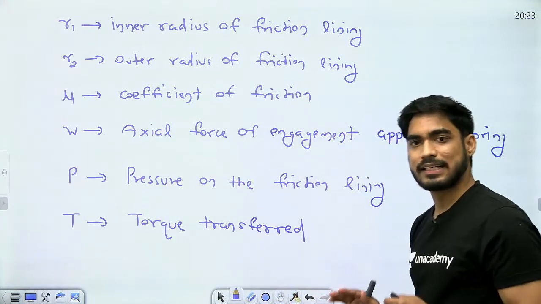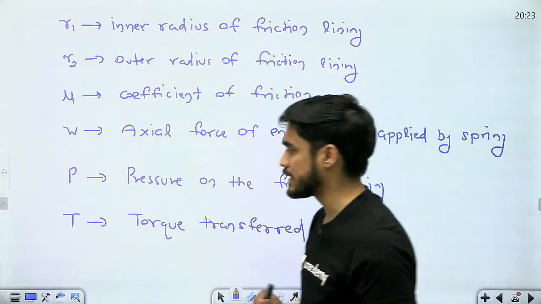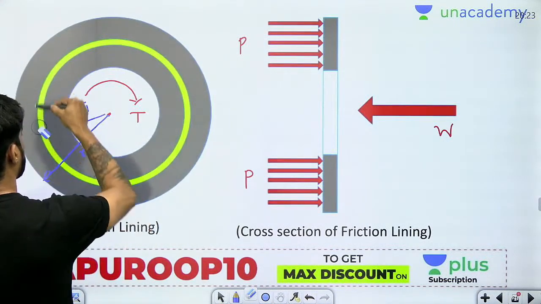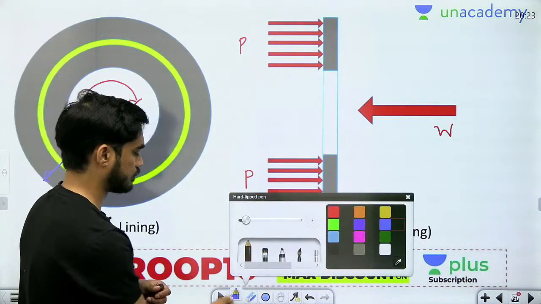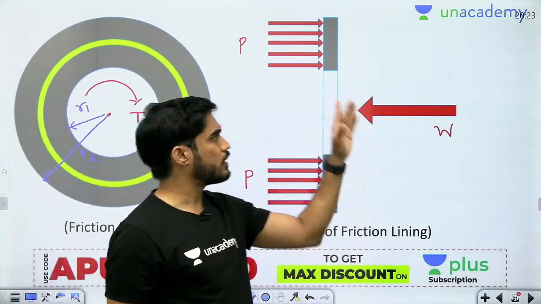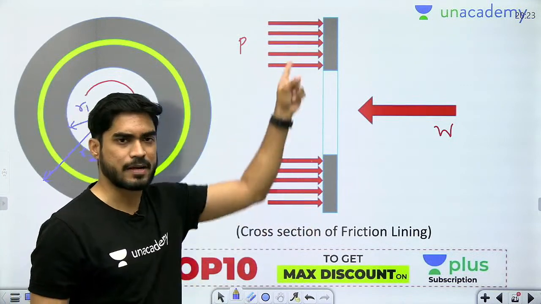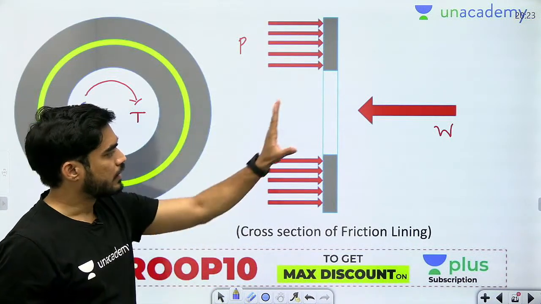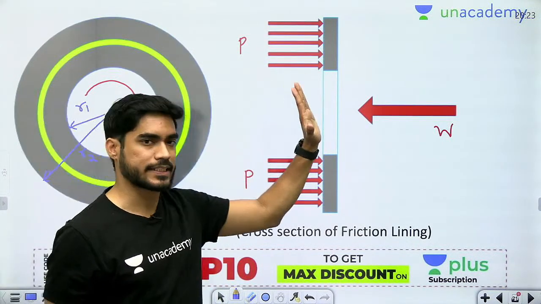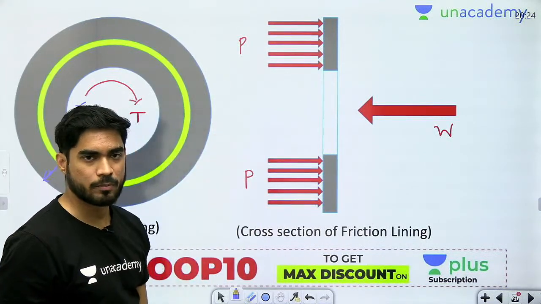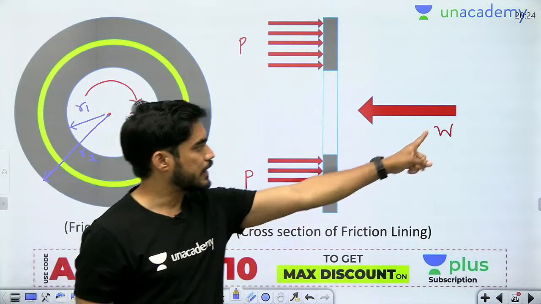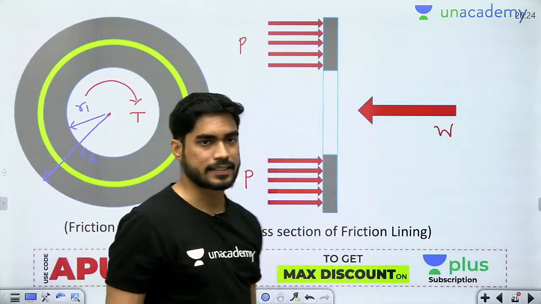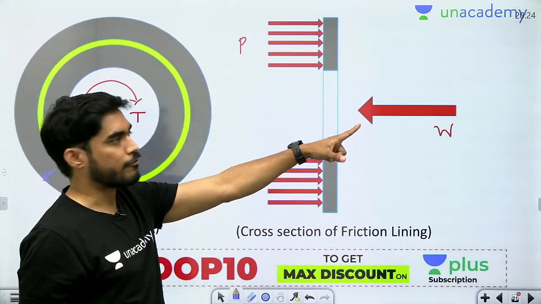Okay, so beta, let's first derive the first relation between W and P. Now understand what I need to do in order to derive that relation. When I apply this force W, pressure will be applied between the friction lining and the flywheel. This friction lining is not moving in x direction, so summation of Fx must be 0. What will be the net force? W is the force in this direction, and this pressure will apply the force in this direction. So W will be equal to the force by pressure.